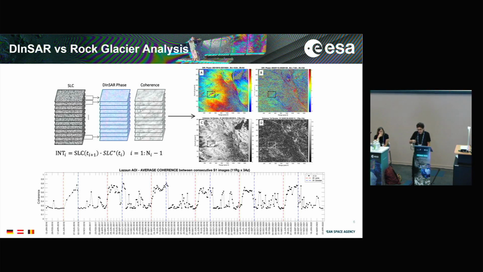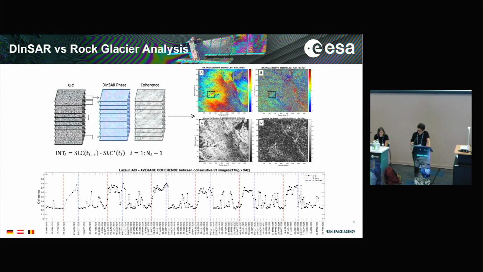Then we compute the average, in this plot, around the Lazaun test area, and we plot the average of the coherence. You can see that, of course, long-time coherence is mostly quite low, except within this interval between the red and blue vertical lines, which basically includes snow-free acquisitions.